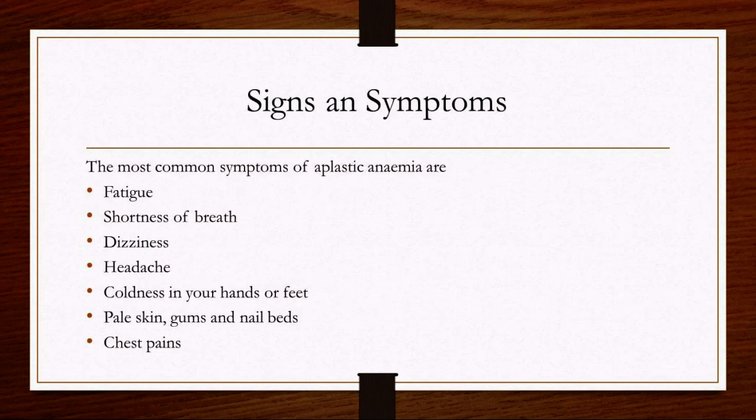Some of the signs and symptoms are similar to all of the other anemias: fatigue, shortness of breath, dizziness, headaches, coldness in their hands and feet, pale skin, gums, and nail beds. So you want to look at people's skin, you want to look at their gums, their nail beds, and also the palms of their hands and the conjunctival sac. You can see if that's really pale. And they might have chest pains.